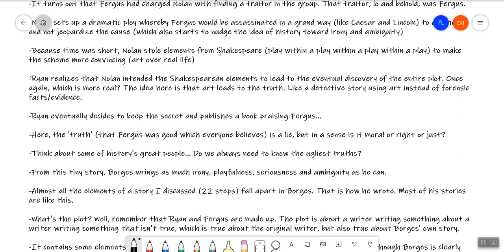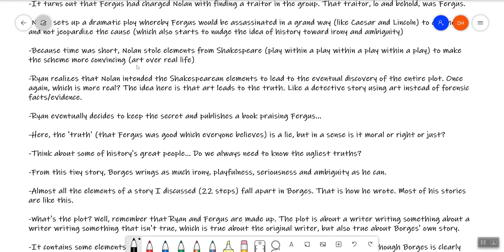Now, okay, so he steals elements from Shakespeare, which is why we have him quoting Macbeth earlier. So now we have, essentially, and I used play here because Shakespeare made a joke about this at one point, a play within a play within a play within a play. Okay, actually I think it should be one more if I remember the numbering correctly. I think there's 5 levels to this. So he steals the elements from Shakespeare to make the scheme more convincing.